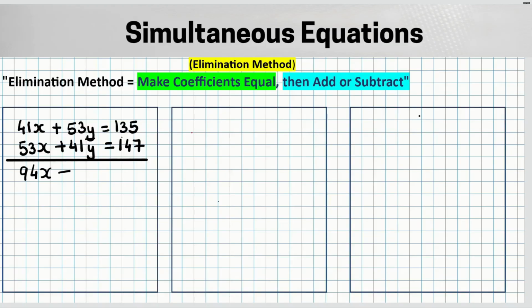Plus 94y is equal to, add this, you get 282. You'll see quite a big number. Yes, it's a very big number, but we can make it small. Divide the entire equation by 94. So what will be the equation? x plus y is equal to 282 divided by 94, which is 3.